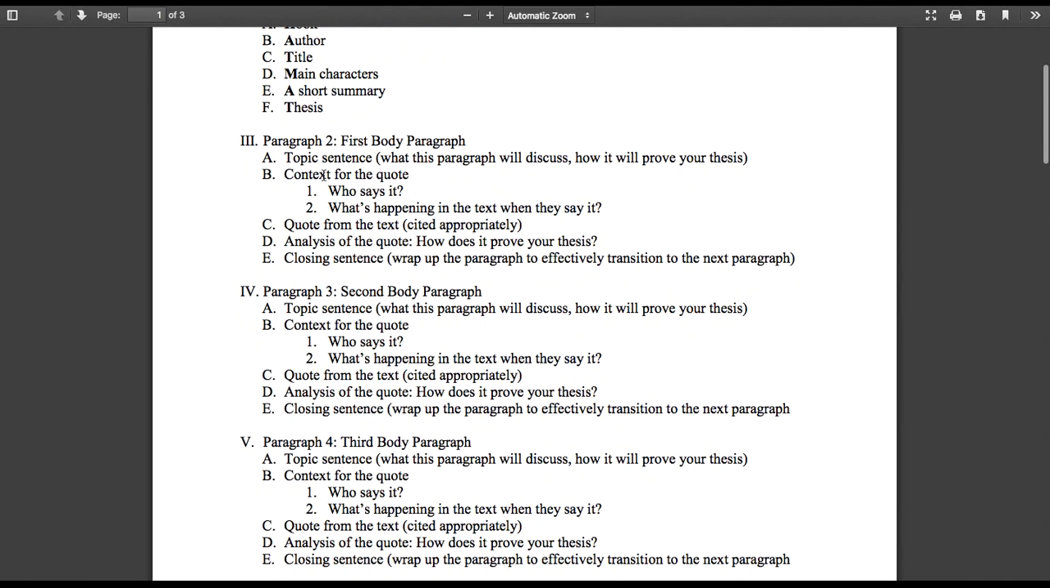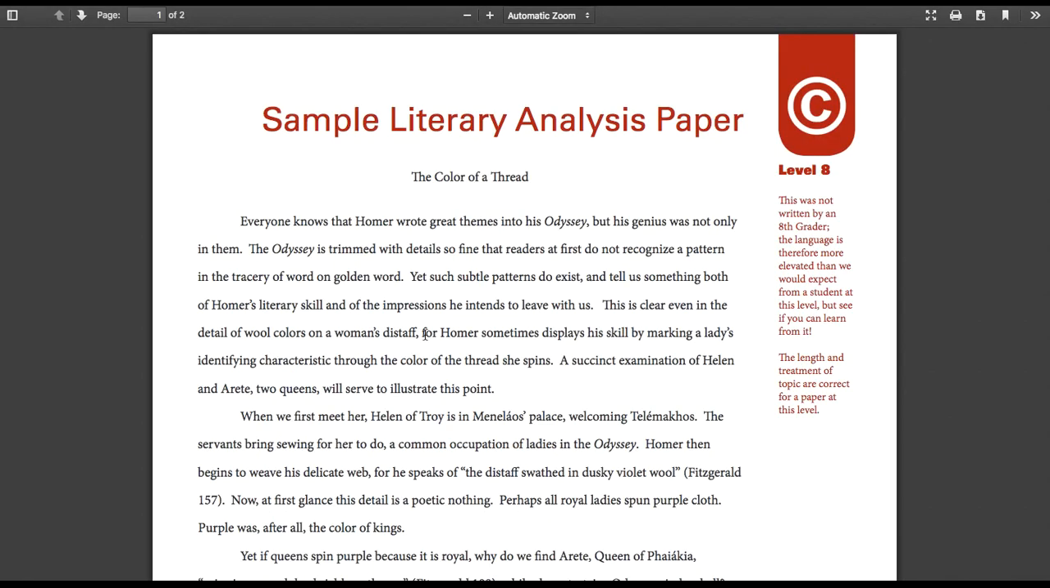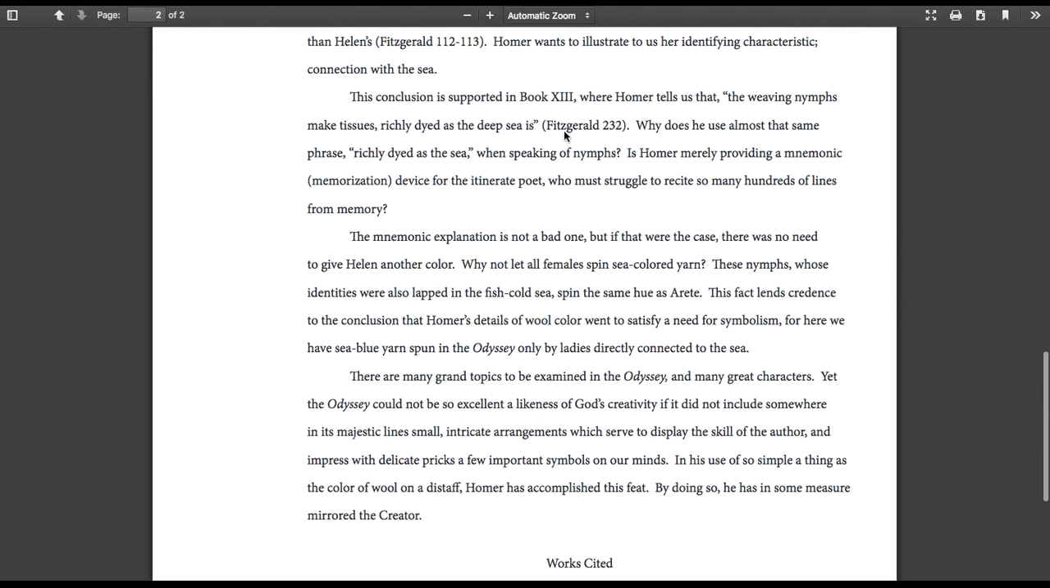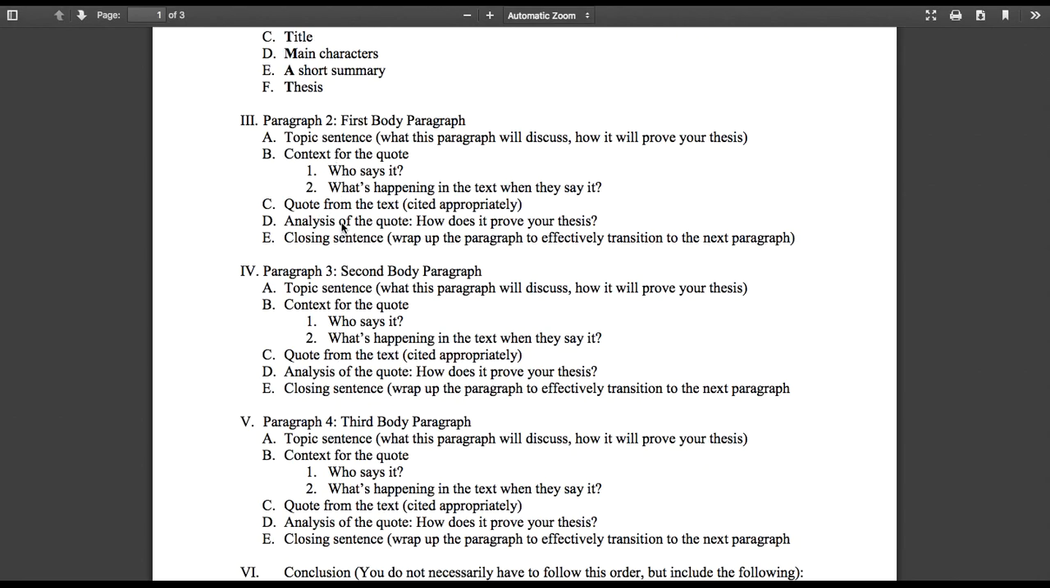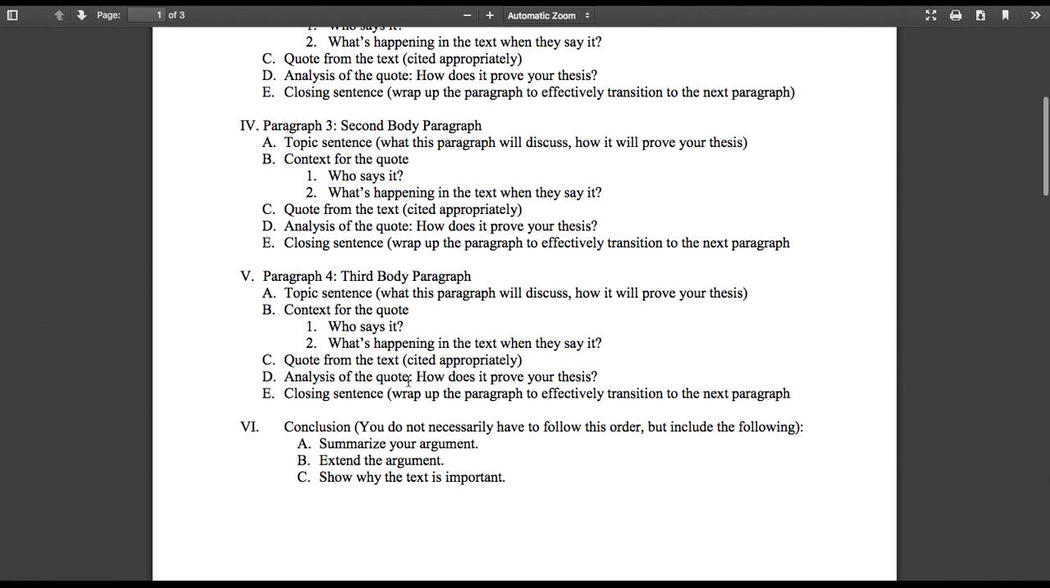Give some context for the quote, lead into the quotation. Explain who says it and what's happening in the text when they say it. Quote from the text and give the in-text citation. So remember, we used Fitzgerald and the page number; you're going to use Lawn, the editor of our anthology's last name, and the page number from the anthology. Okay, and then we have the same structure for each of the body paragraphs. You can have as many body paragraphs as you have examples.